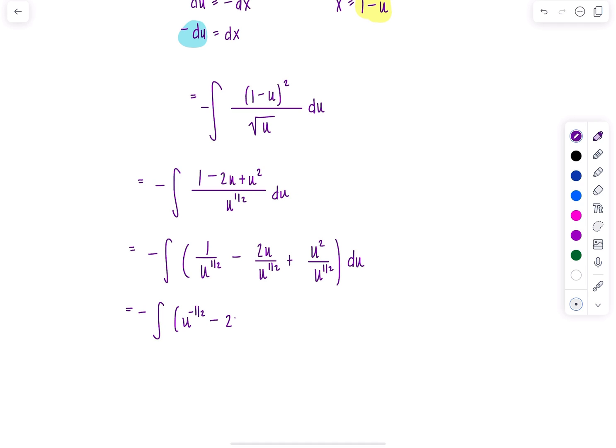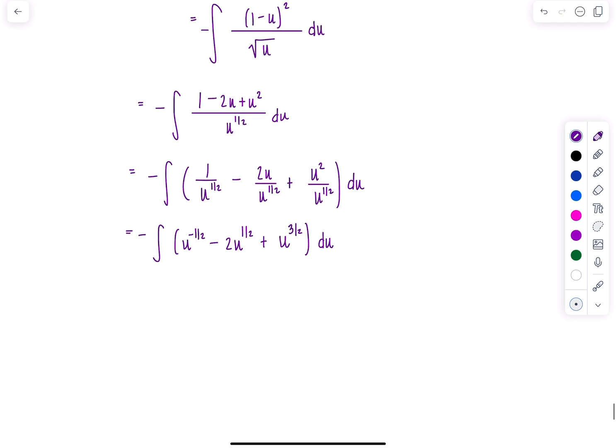So minus 2u^(1/2) plus, and then same thing here. 2 minus 1/2, that's 4/2 minus 1/2. We have 3/2. So u^(3/2). Don't forget your du. And then now we're ready to anti-differentiate.